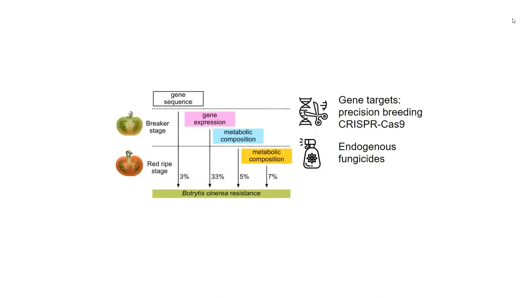So to summarize the part that is focused on Botrytis cinerea resistance, on the pathogen resistance, we were able to identify the percentage of the variance explained by every level of collected data. So the variance of Botrytis cinerea resistance is explained by every level of the data, and thus every level of cellular system organization. And we could identify gene candidates and metabolic candidates for endogenous fungicides.